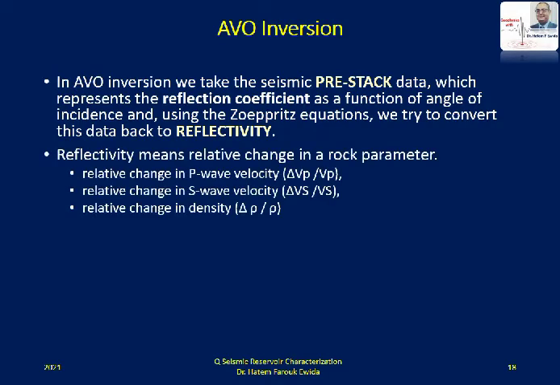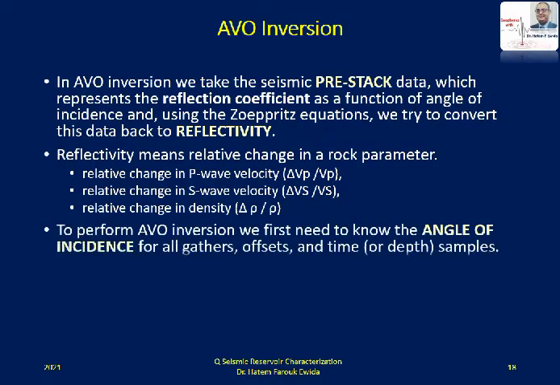So the reflectivity means the change in the rock parameters, like the relative change in the P wave velocity, so delta Vp over Vp, and the relative change in shear wave velocity and the density. So I can get this from this inversion. This is what we had in the previous slides.